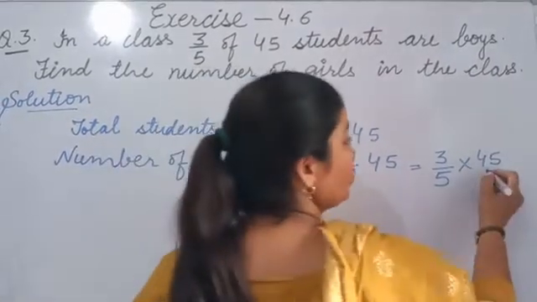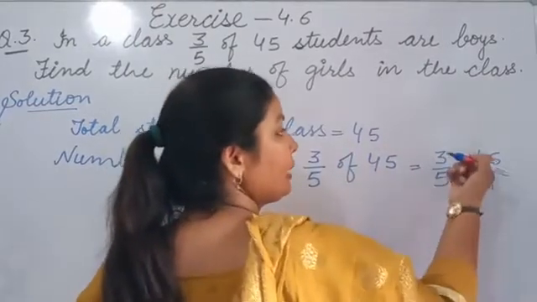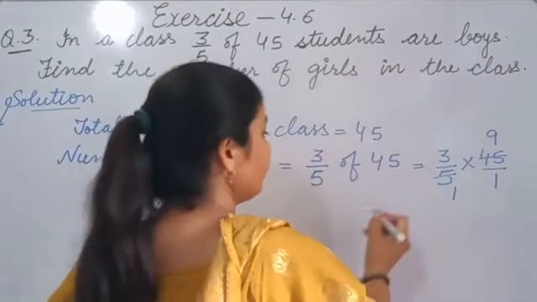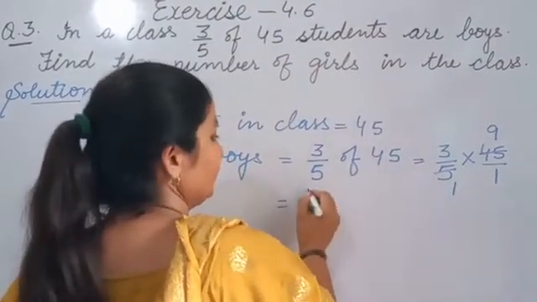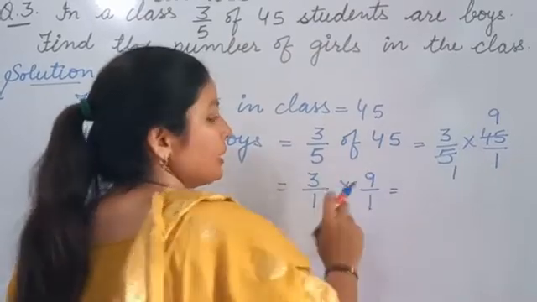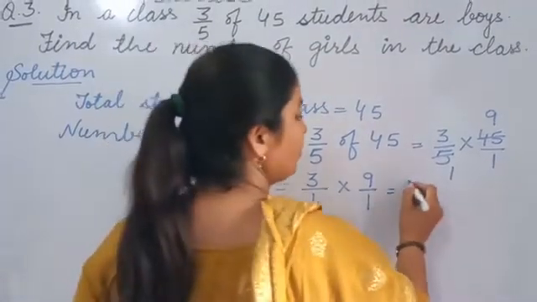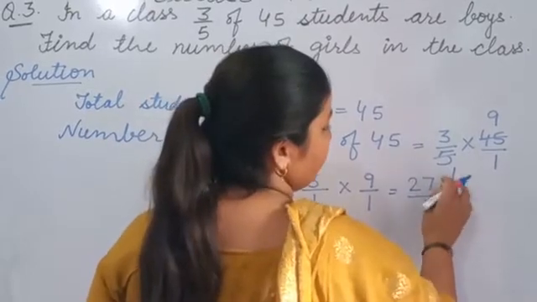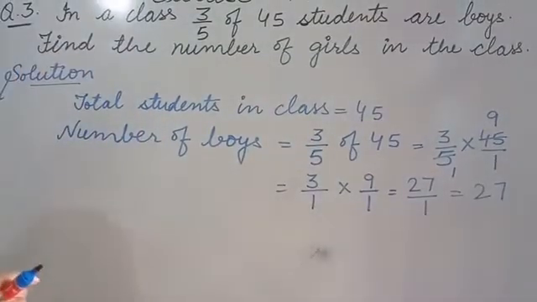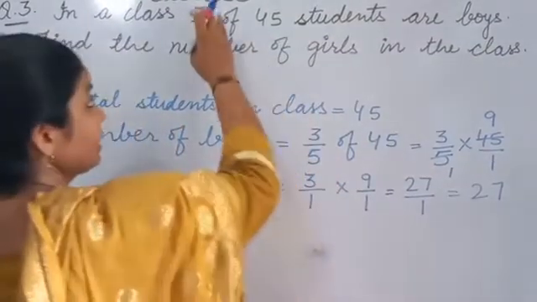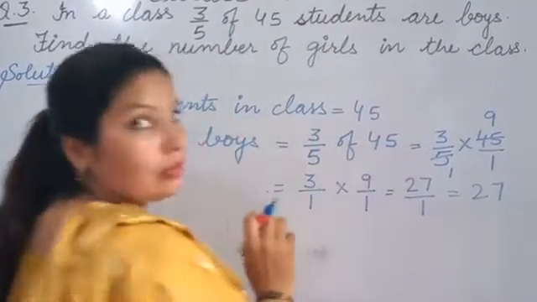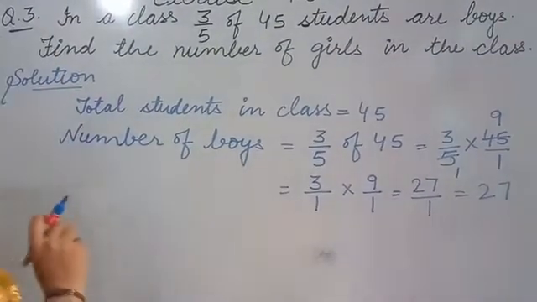Now as we know there is no denominator, we can make here 1. Now in 5 table we have 45. 5 1s are 5 and 5 9s are 45. Now from here 3 upon 1 multiply by 9 upon 1. 3 9s are 27. 27 upon 1, that's equals to 27. That means number of boys are 27. 27 are boys. हमने ये solve कर लिया. क्वेश्चन में बताया था 3 upon 5 of 45. तो हमने उस जो इक्वेशन आपको गिवन थी उसको हमने solve कर लिया. Okay? So now it's 27.